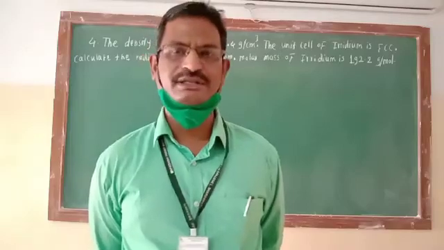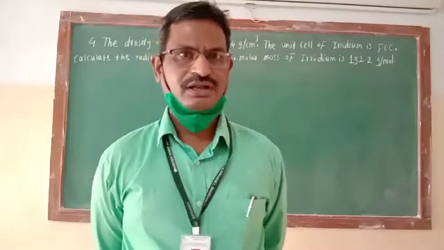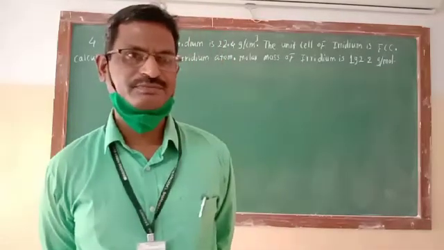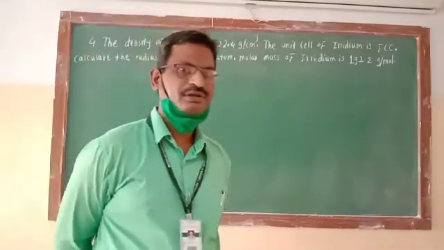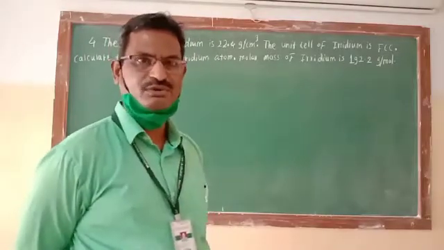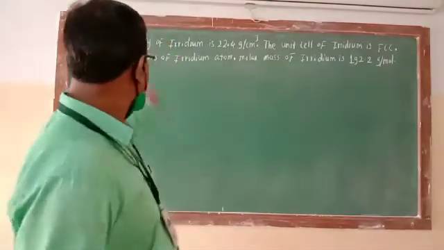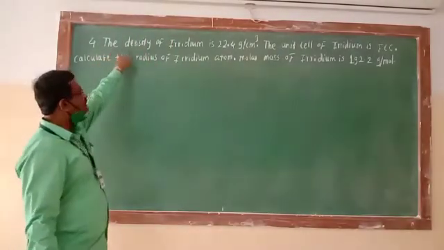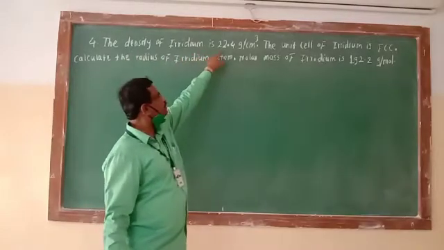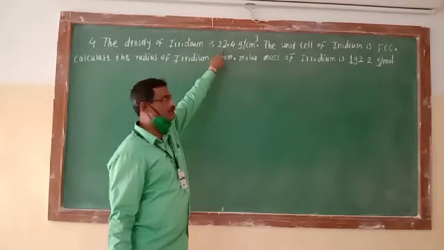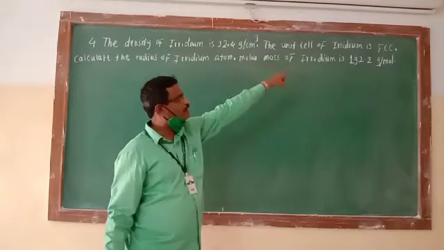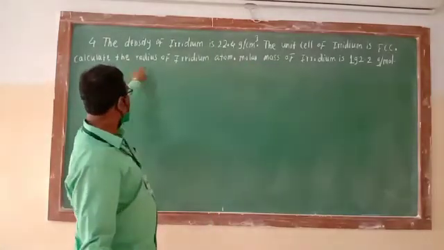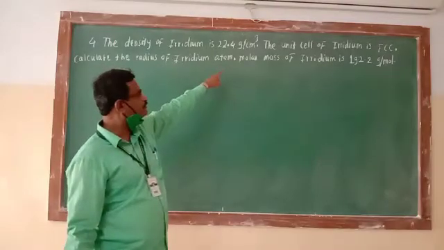Taken the numerical examples. So let us continue with certain numerical problems, out of which the most important ones we are taking over here. It is problem number 4 in your book. The density of iridium is 22.4 gram per centimeter cube. The unit cell of iridium is FCC, face centered cube. Calculate the radius of iridium atom.